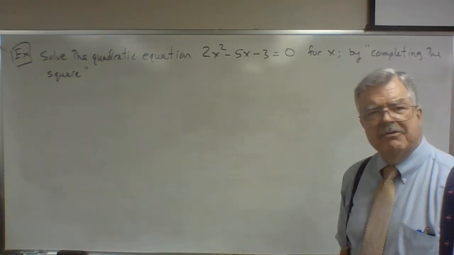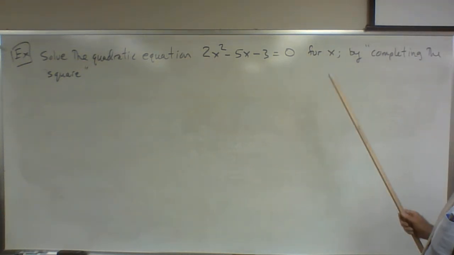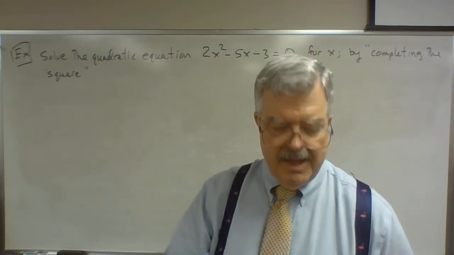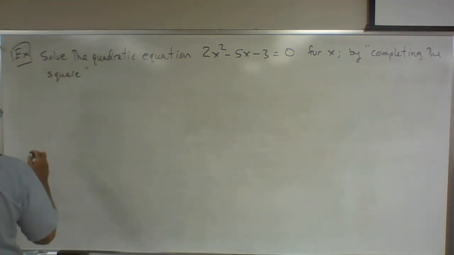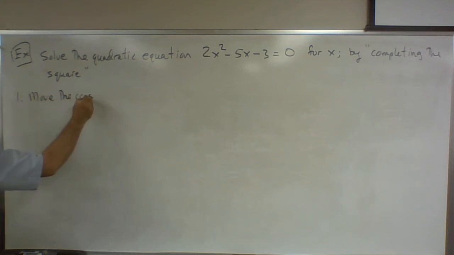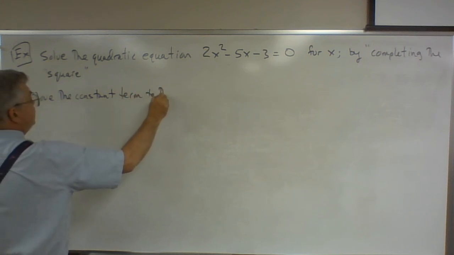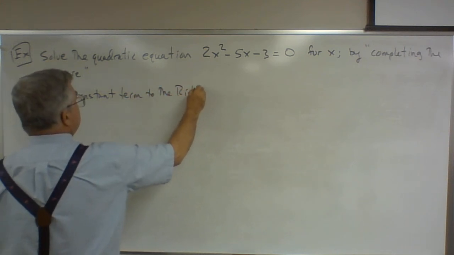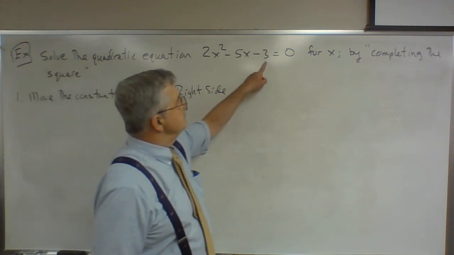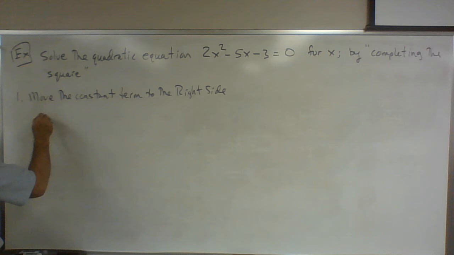We're going to solve quadratic equations again, specifically this quadratic equation, doing something called completing the square. And here's how we do it. First thing we do, take this constant term and move it to the right side. Why? You'll see in just a minute.